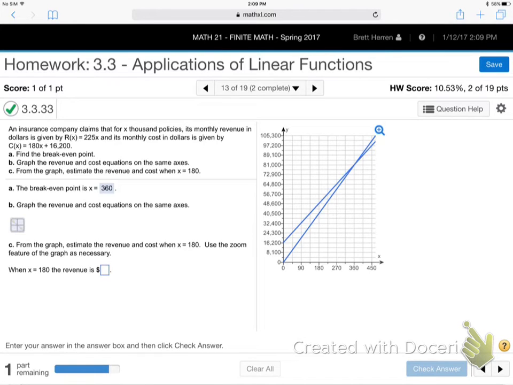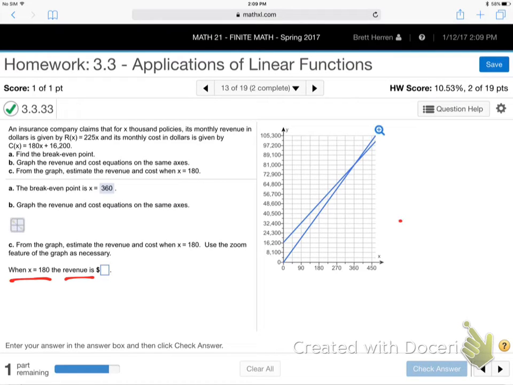Okay, so it says when x is 180. So it wants me to first off do revenue. What is from the graph? That means by looking at that graph, how do you find what revenue is when x is 180? Can I make this big? Well, it doesn't do anything on your screen. Okay, never mind. So when x is 180, it's right here.